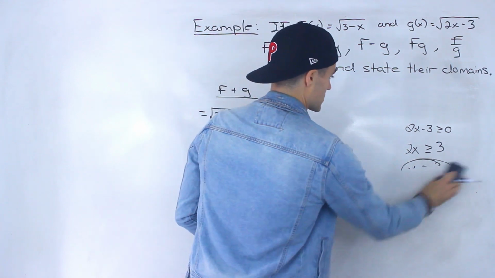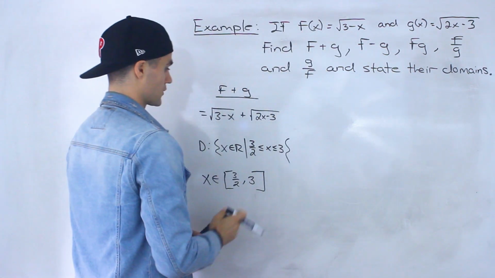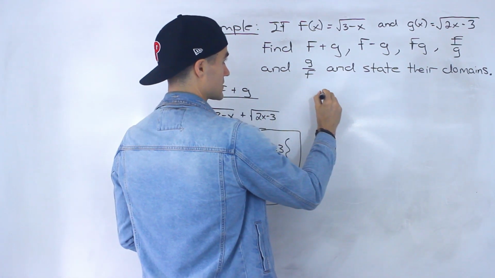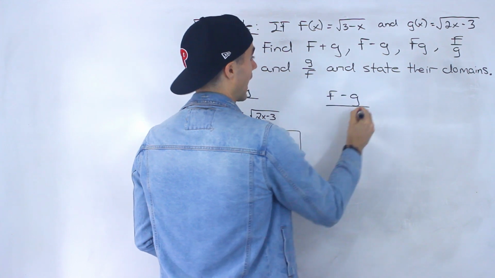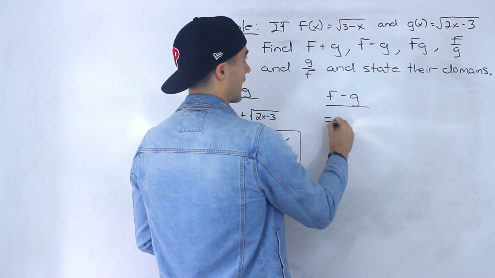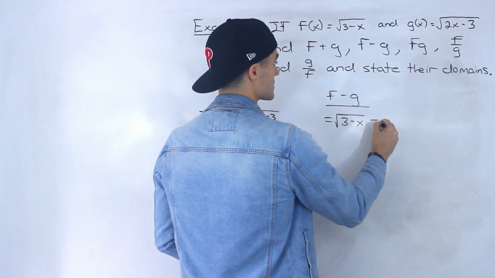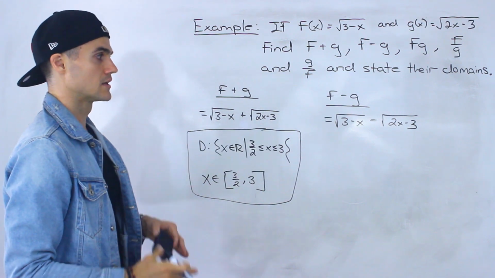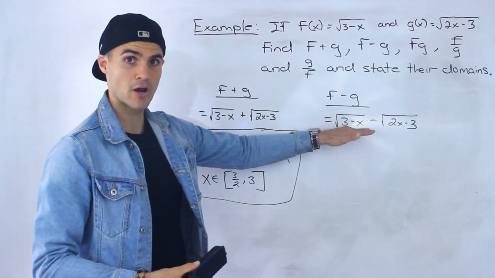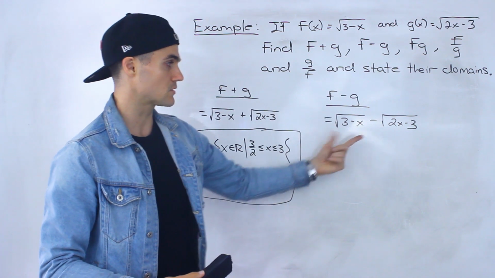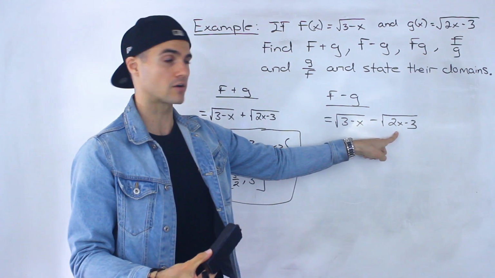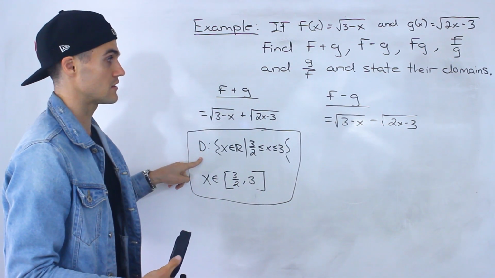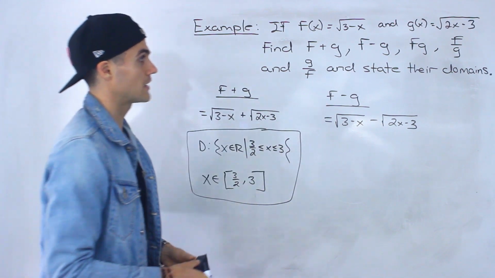Now, moving on to the next one, actually a lot of these functions are going to have this same domain here, so I'm just going to circle it, and I'll tell you which ones have the same. So f minus g is going to have the same domain. We're just going to have the square root of 3 minus x minus the square root of 2x minus 3. So it's a different function than this one, but the same thing applies. This expression 3 minus x has to be greater than or equal to 0, and then 2x minus 3 has to be greater than or equal to 0. So this domain is actually going to be the same as this domain. It's just going to be this here, and that's the function f minus g.